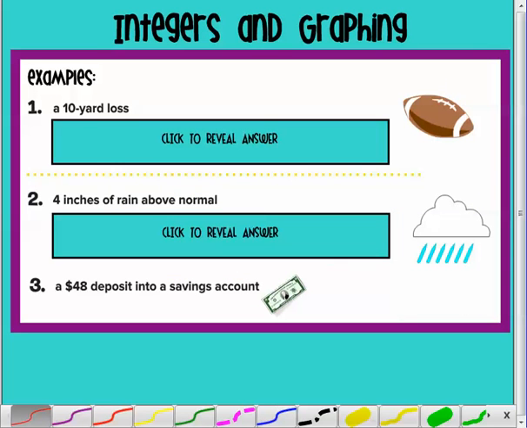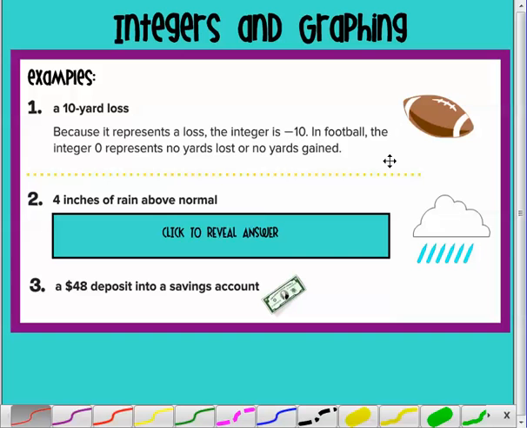Let's look at some real situations that we can represent with integers. In the first example, we'll talk about a 10-yard loss in football. And this is a situation where a team, instead of advancing the football 10 yards, they actually go backward. They have a loss. Well, that's really not a good thing for the team with the ball. So we would consider that a negative. It's not a positive thing. It's negative. So a 10-yard loss can be represented with the integer of -10.